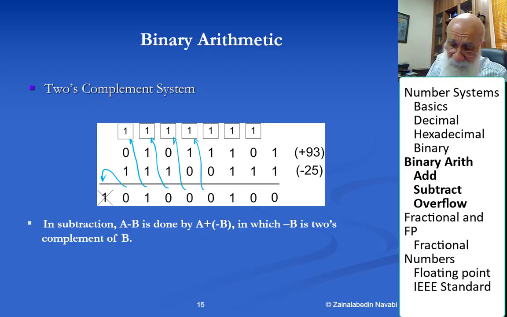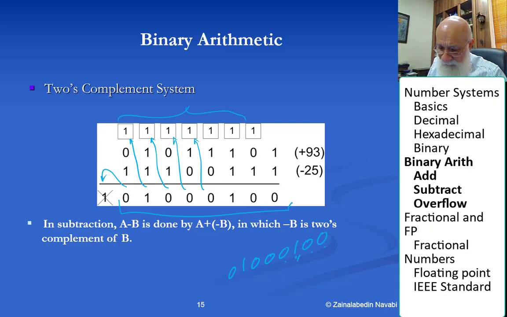I added two 8-bit numbers and I ended up with a 1 on the left hand side. In 2's complement addition, if you are adding two 8-bit numbers and you end up with a 1 in the 9th position, you simply ignore that. Therefore what you have here is 0, 1, 0, 0, 0, 1, 0, 0. The weights are 1, 2, 4, 8, 16, 32, 64, and the result is 68.